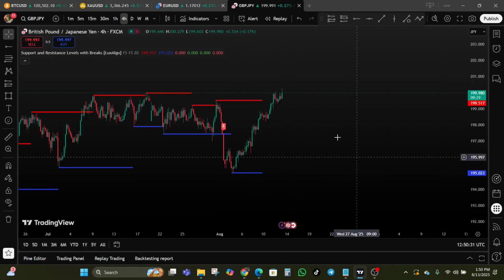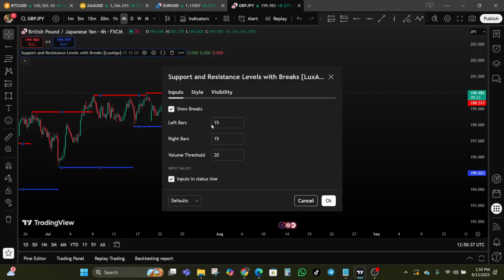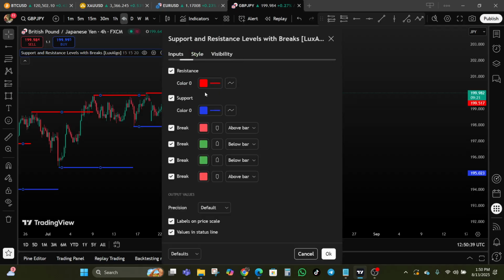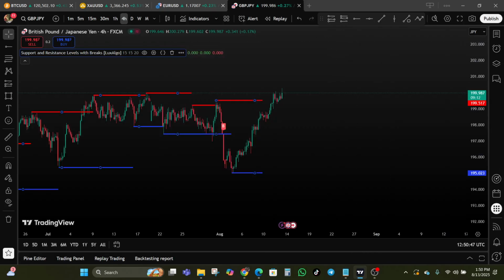From here you can actually customize the settings. If you go to this point, you can just click on this settings box and then you can customize the settings according to your taste. So it's super easy.